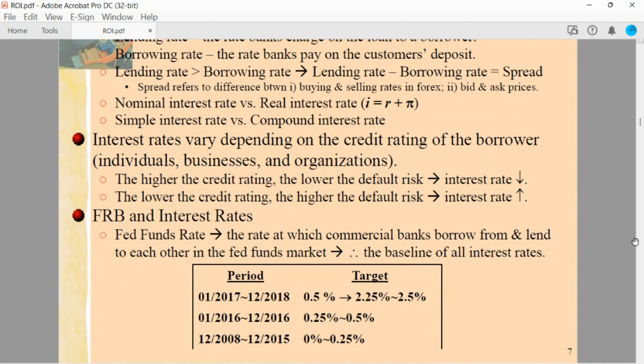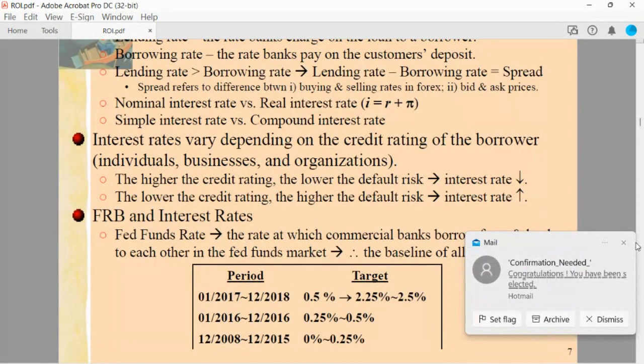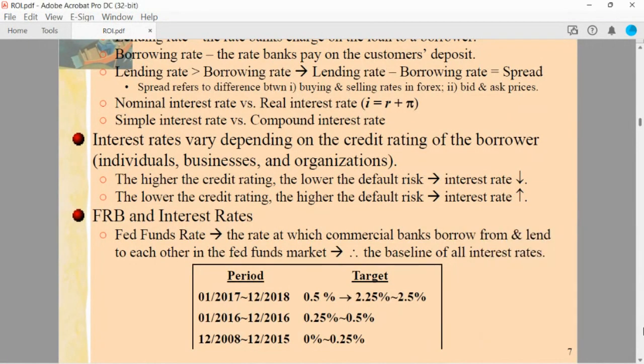Okay, so in other words, it's a marketplace, it's an exchange where the commercial banks borrow from and lend to each other, right? So only the commercial banks are the members of Fed funds market. So as the name says, it's a federal funds market. It's where the commercial banks borrow funds from and lend funds to each other. So it's not part of the Federal Reserve System.